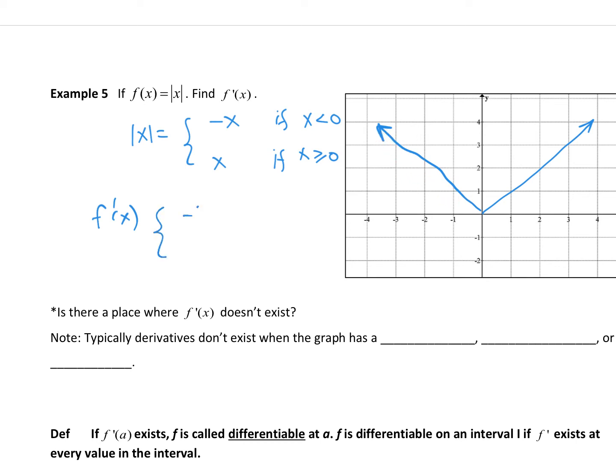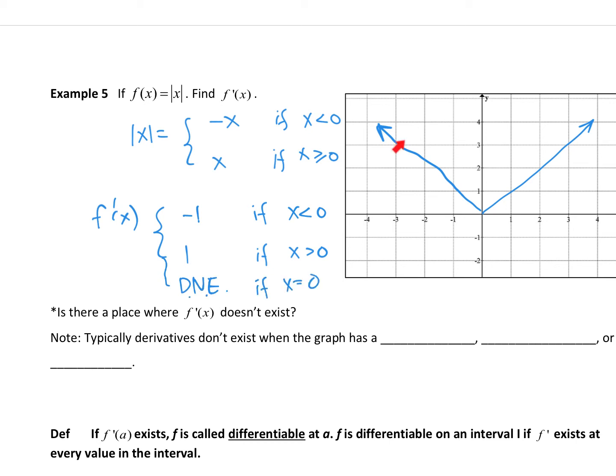So -1 if x is negative. If I look at the other side of the graph, again, the tangent line is the line itself. It has a slope 1. So 1 if x is positive. So, okay, how about when x is exactly 0? Well, if I look at the left limit, it's -1. If I'm looking at it as a right limit, it's +1. So left limit is not equal to right limit, so it doesn't exist at 0. So does not exist if x is equal to 0.